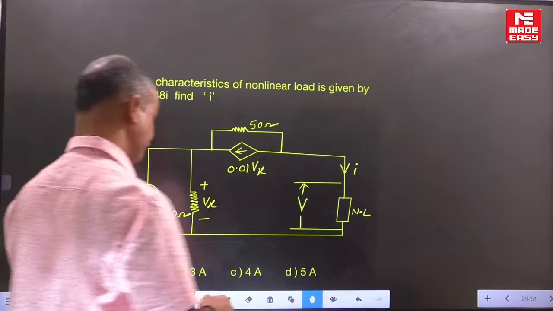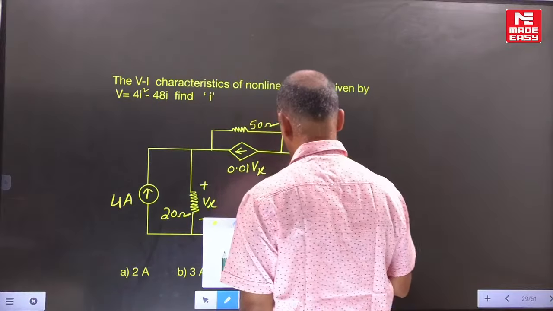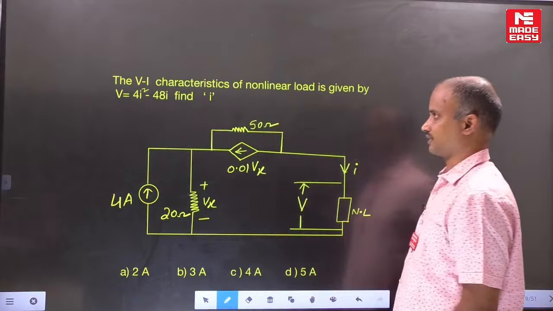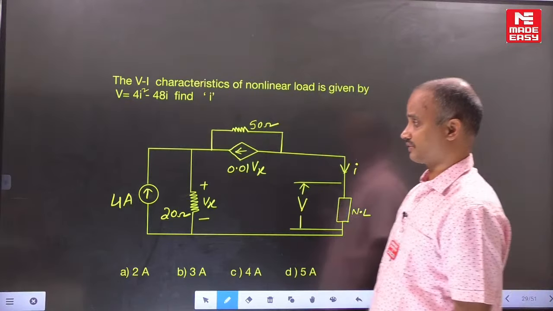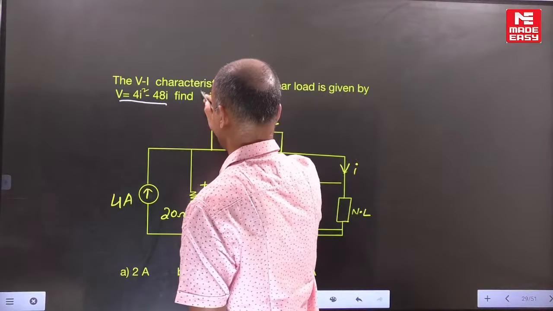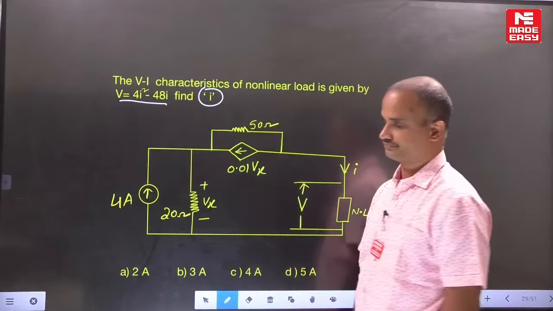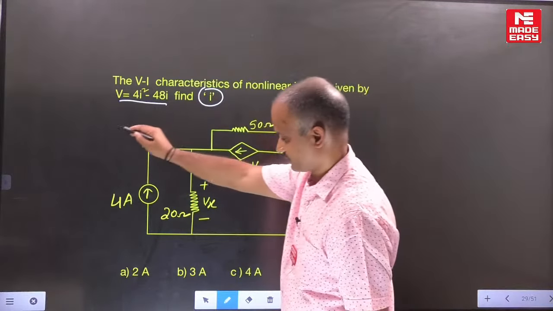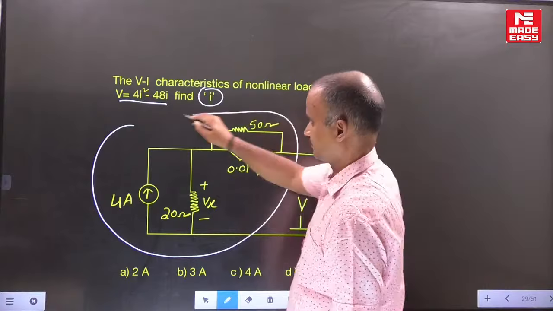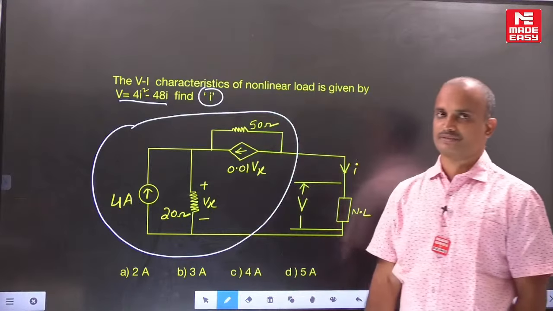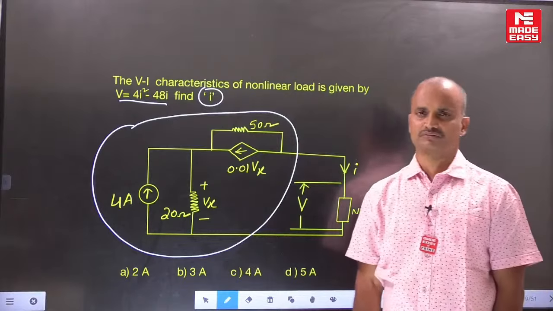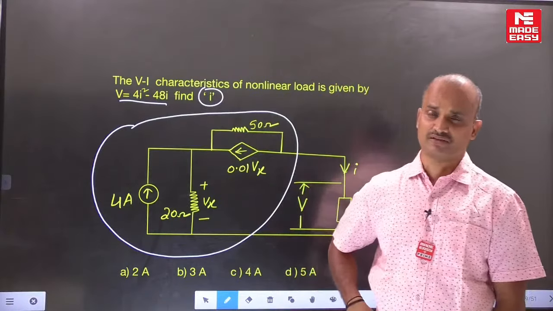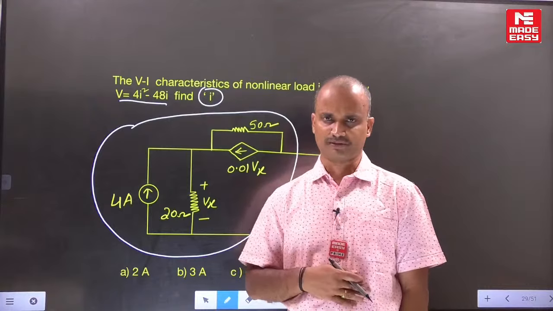Okay, let's check. In this particular example, the VI characteristics of a nonlinear load are given. The requirement is the I value. For this example, this entire complex network can be replaced by a single equivalent circuit. We have two approaches: Thevenin's theorem or Norton's theorem. Any theorem you can apply.